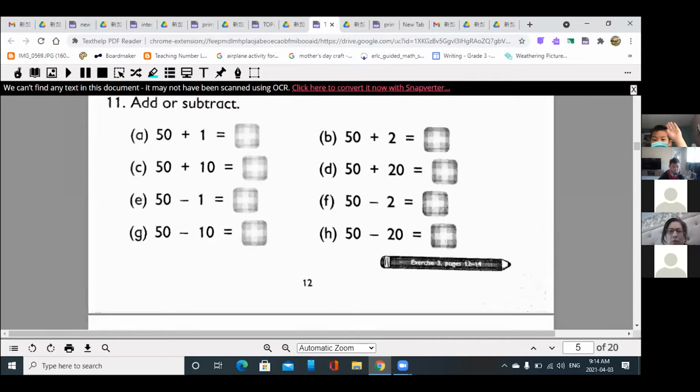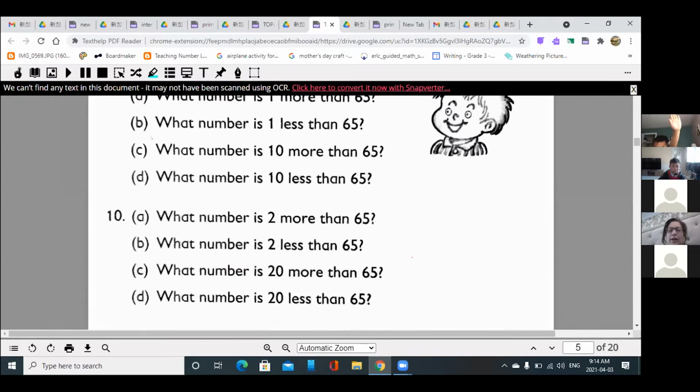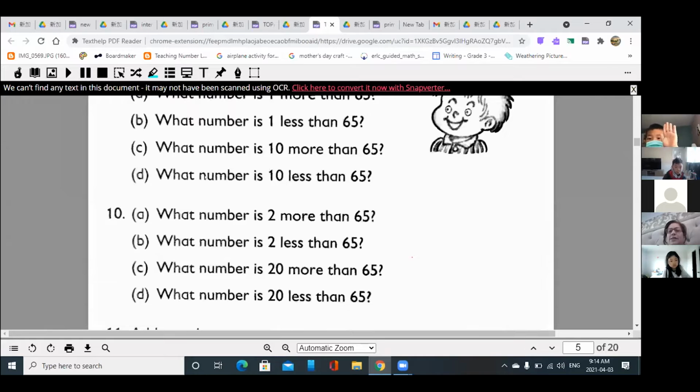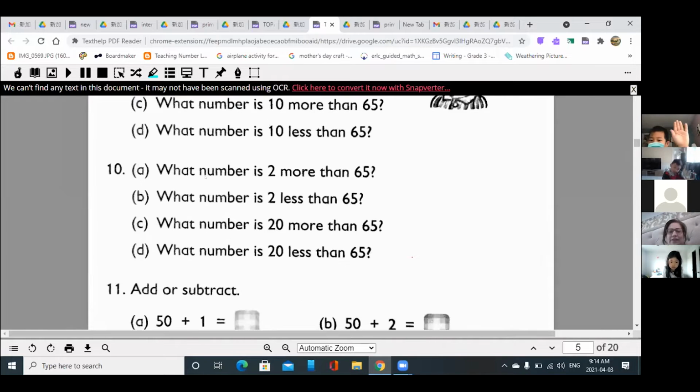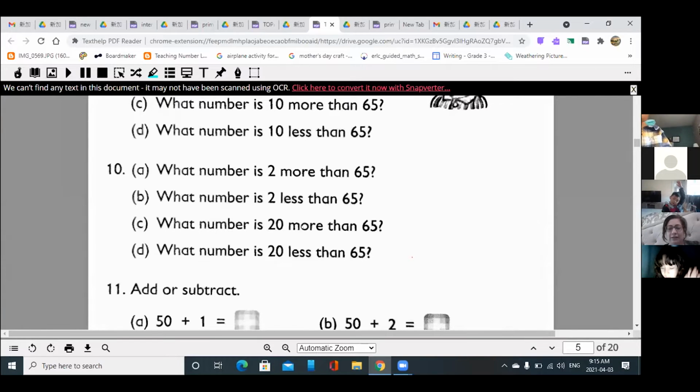Hold on, let me go back to that screen. Okay, ready? B, what number is 2 less than 65? Teddy, I know you want to answer. Go ahead. 2 less than 65 is 63. Absolutely correct. 100%. Good. C, what number is 20 more than 65? 20 more than 65. Leah. 85. Beautiful.